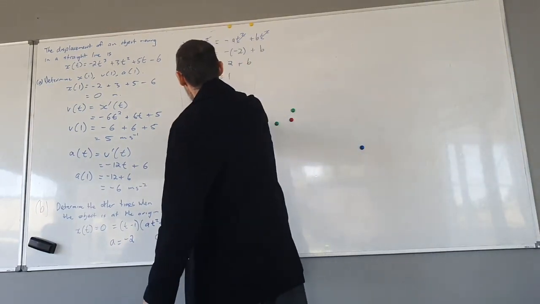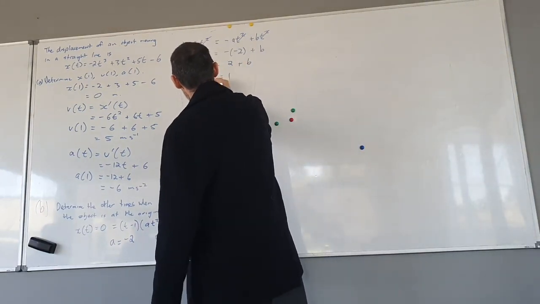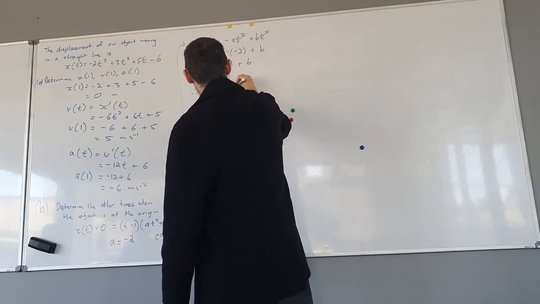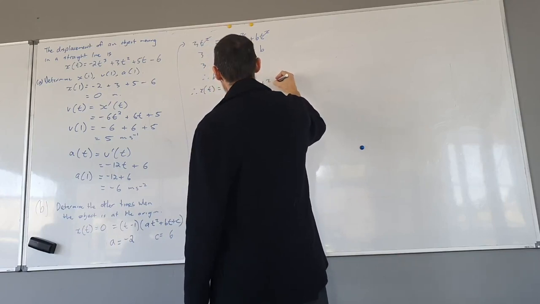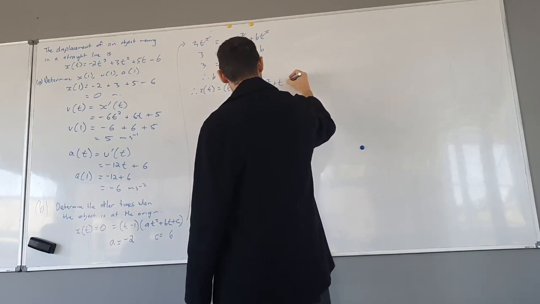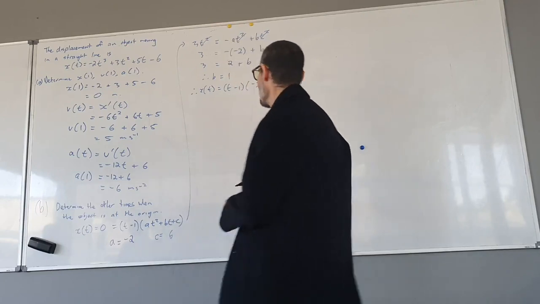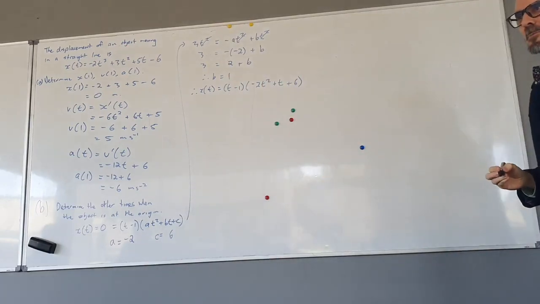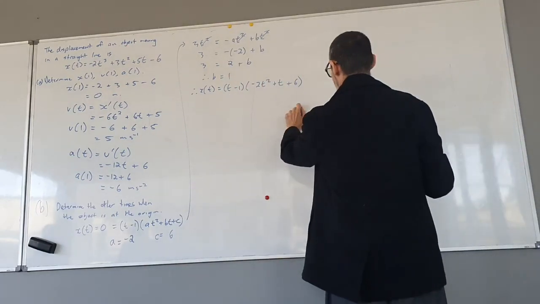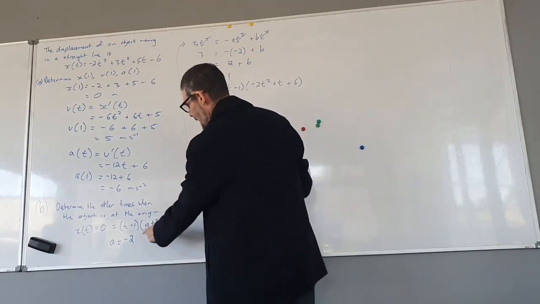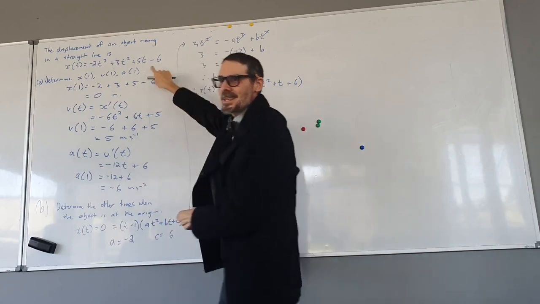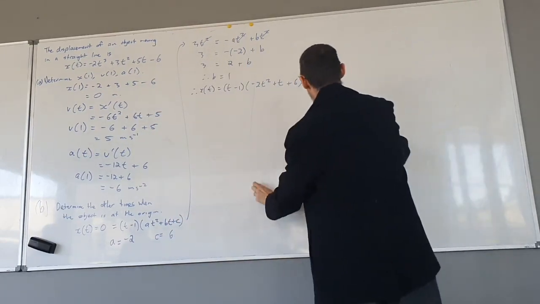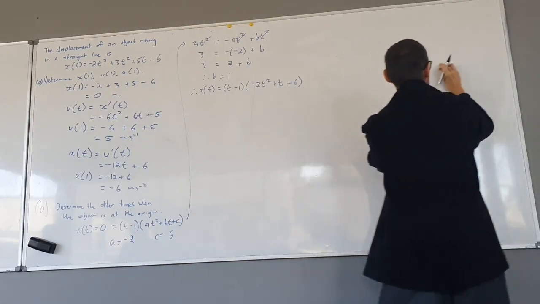Okay. Therefore, x of t is t minus 1 times negative 2t squared plus t plus 6. Yep. Then I have to factorise one more time. Wait, is it not minus 6? No, that was my mistake. Negative 1 times c has to equal negative 6. So c actually has to be positive 6. My mistake. Put these over at the side, out of the way.